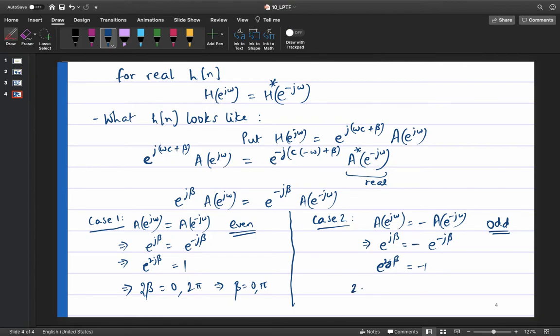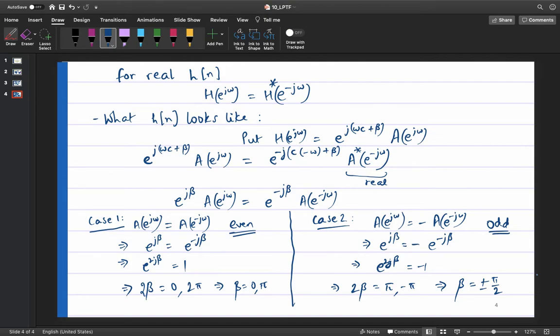Which means 2β is equal to how much? π or minus π? So which means β is equal to minus π/2 or plus π/2, so basically plus minus π/2, right? So these are the two cases which I have obtained.